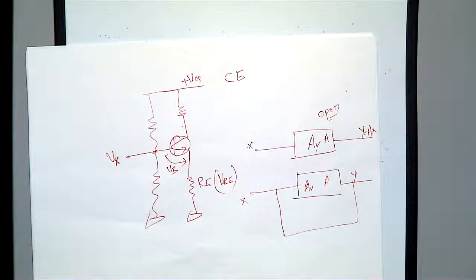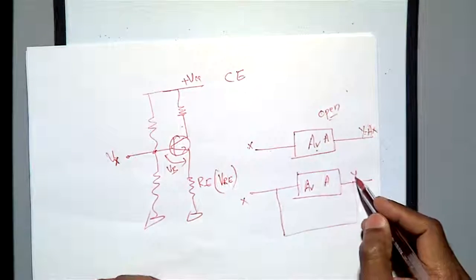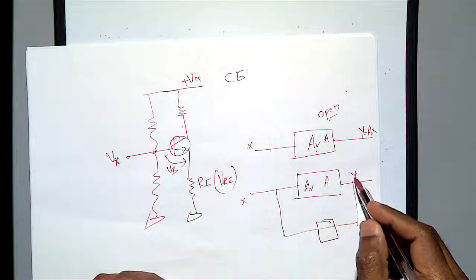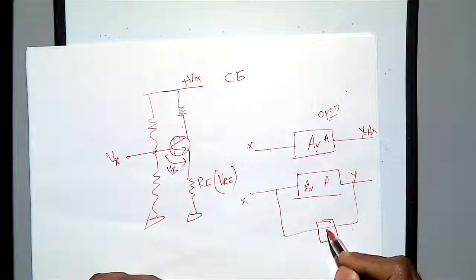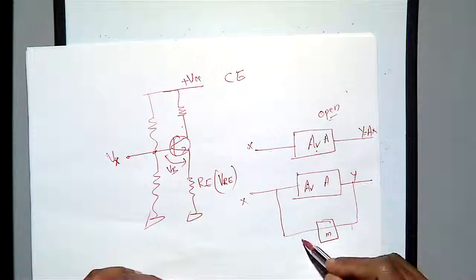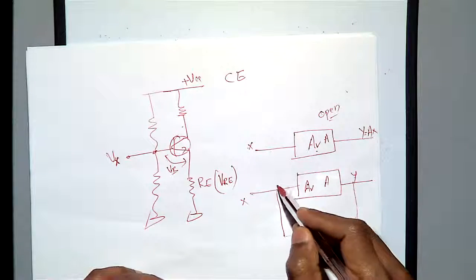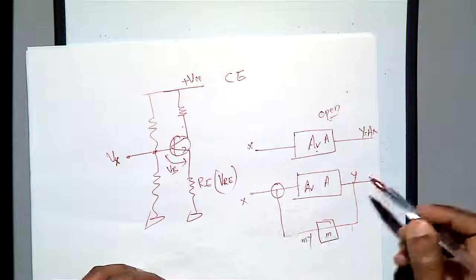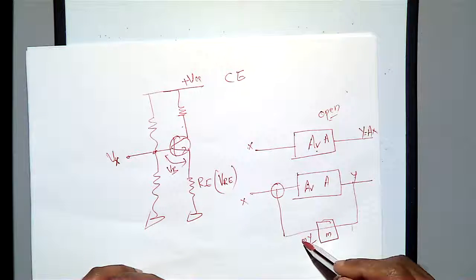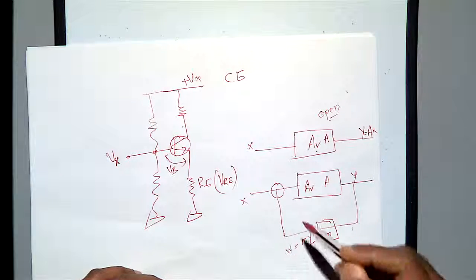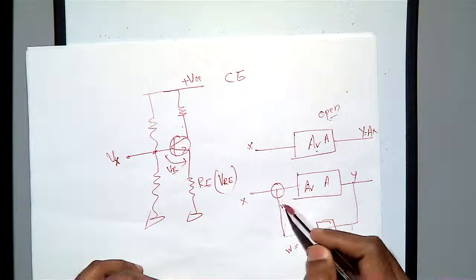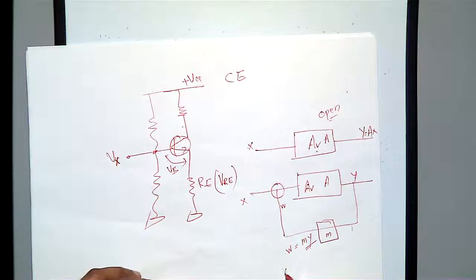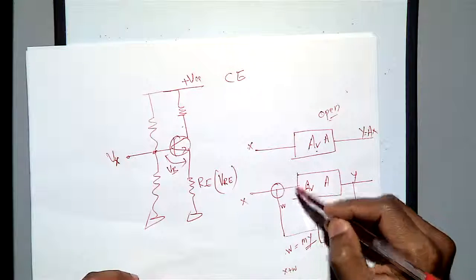When you have a feedback loop, you are tapping some of Y, taking some percentage of Y. Maybe this is a potential divider, a voltage divider, and it will be M times Y. Whatever you are getting, this M times Y, is equal to W. So you are getting your signal W, and you have two options here. Either you can add X plus W, so your input is X plus W.